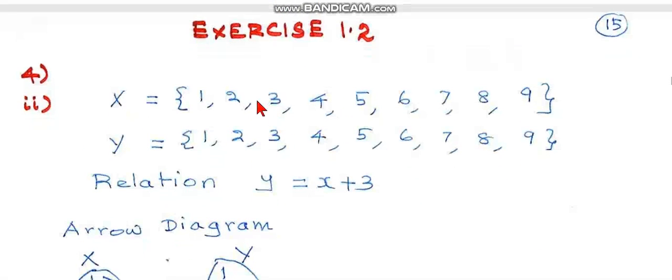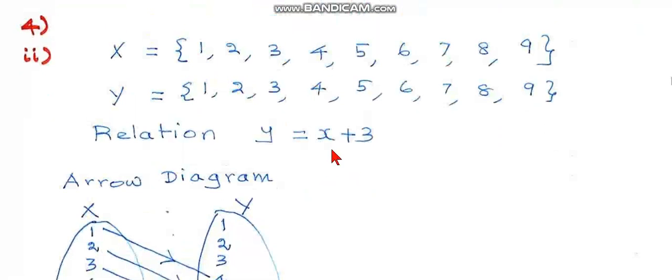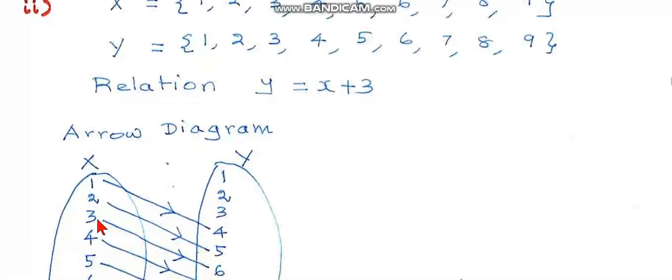Then we have exercise 1.2 question number 4, second subdivision. X is given, Y is given, the relation is also given. Arrow diagram: substitute the values of x in this and find the values of y. 1 plus 3, 4. So 1 is related to 4. Then put x equal to 2. 2 plus 3, 5. So 2 is related to 5. Put 3. 3 plus 3, 6. So 3 is related to 6 and so on.